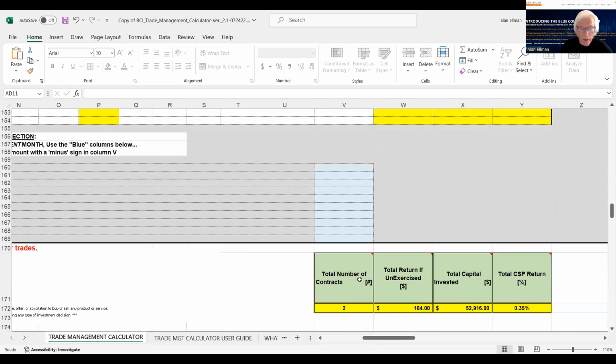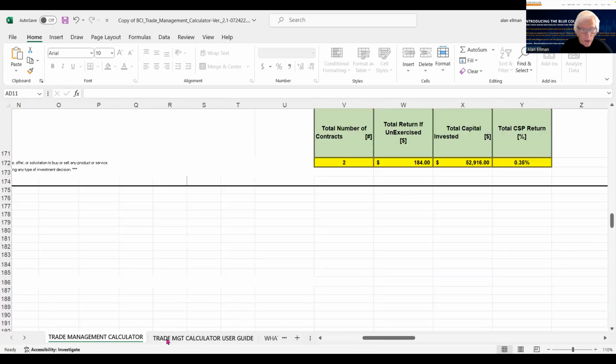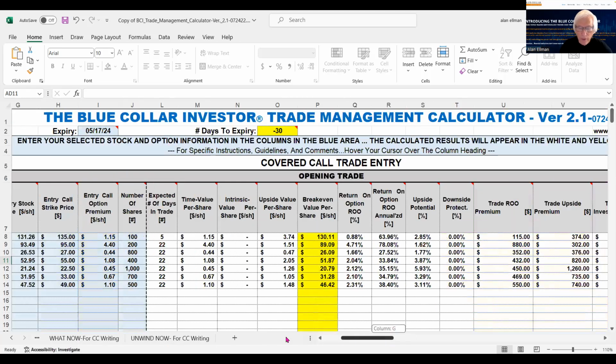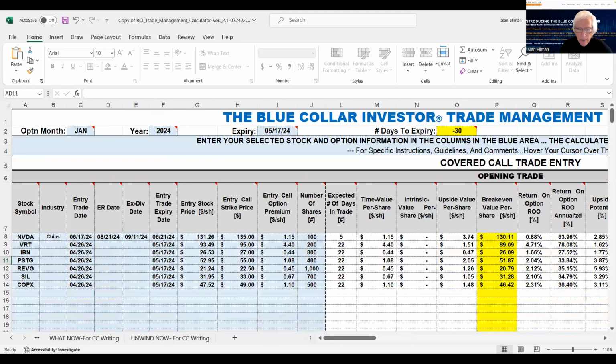So that's all part of the trade management calculator. You can see inherent in that, we have its user guide. And then if you scroll at the bottom, we also have a couple of worksheet tabs down here. If you watch the video back on the website, it goes into much more detail than what I'm able to show you in this onboarding video, but there you have it.